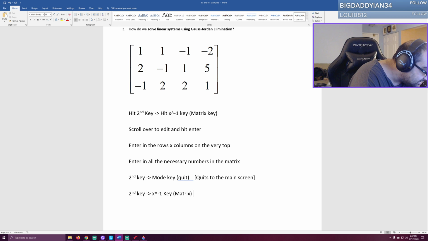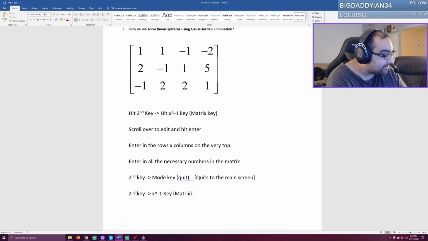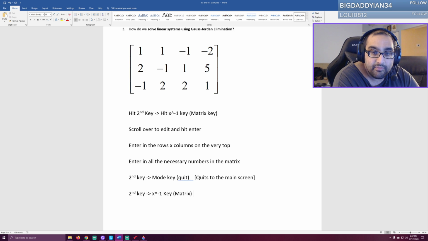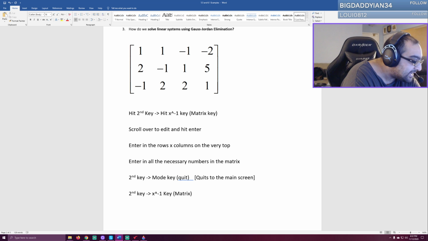Okay, so we hit second and x to the minus 1 key. Now, what you should see at the top once again is our same three menus we had when we first did this. We have names, math, and edit. This time, what I would like you to do is go over to math. Okay, go over to the math submenu.